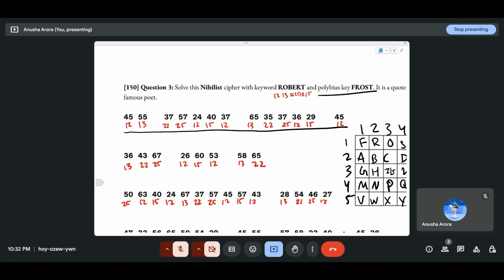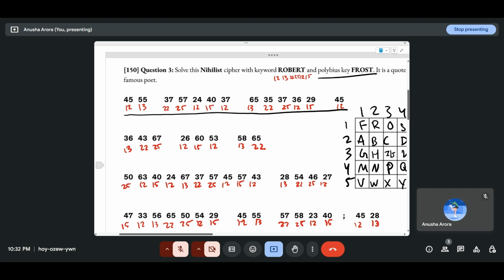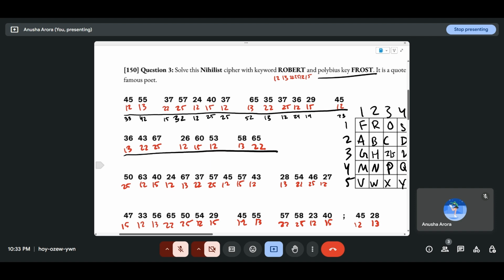So if we start the subtraction, I'm only going to do half of it because it takes a really long time. And then I think you guys should get a good enough idea. So 33, 42, 15, 32, 12, 25, 25, 52, 13, 12, 24, 14, 33, 23, 21, 42, 14, 45, 41, 45, 43.